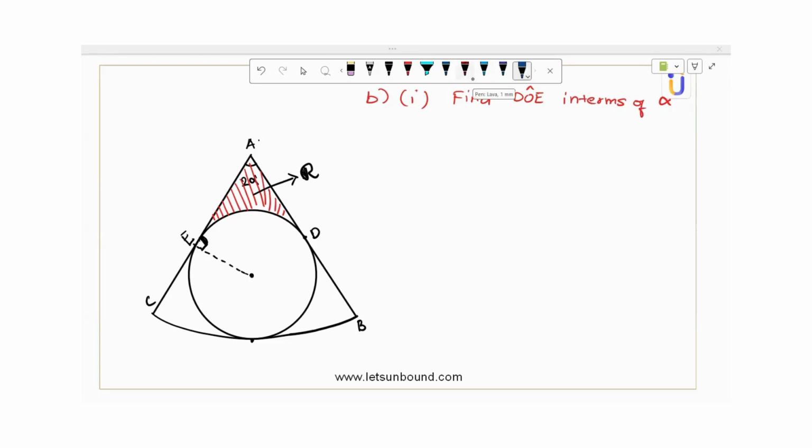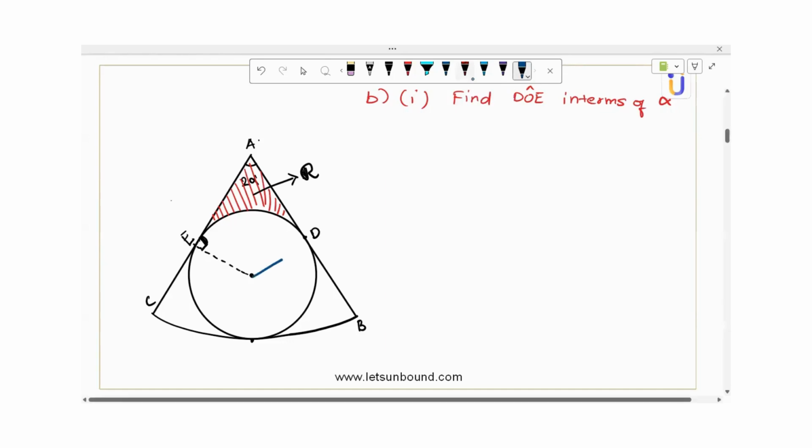And find DOE in terms of alpha, right? So first, that is the central angle they're asking for. Let me connect. We want particularly this angle. It's quite easy. In a quadrilateral, the sum of angles will equal 360.